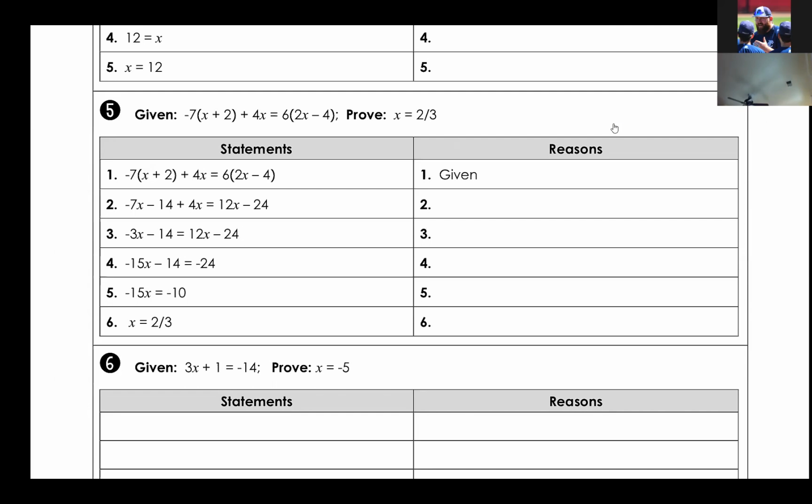What always comes first? The given. The given will always come first, and what always comes last? What they want me to prove, the answer. So we've got -7 times the sum of x and 2 plus 4x equals 6 times the difference of 2x and -4. How did they go from that to -7x minus 14 plus 4x equals 12x minus 24? What'd they do? They distributed. So that's a distributive property.